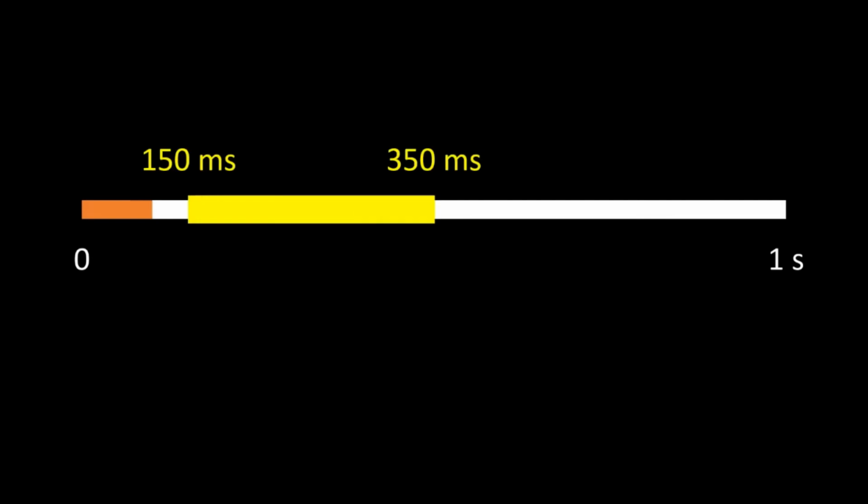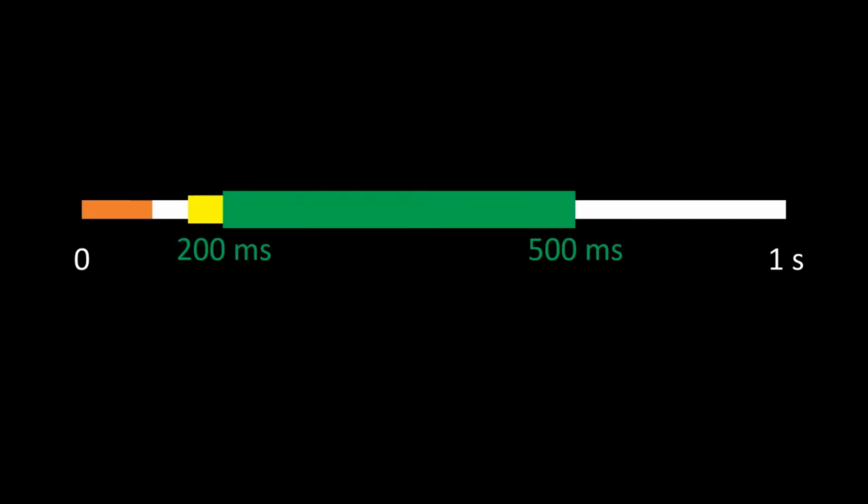And then the next slide is between 150 milliseconds and 350 milliseconds, which is the amount of time that it takes for the users to comprehend that there's an animation going on. So really what you want to do is you want your animation to be within 200 milliseconds to 500 milliseconds. And that's the animation sweet spot. That's enough time that your users will understand there's an animation without taking too long.